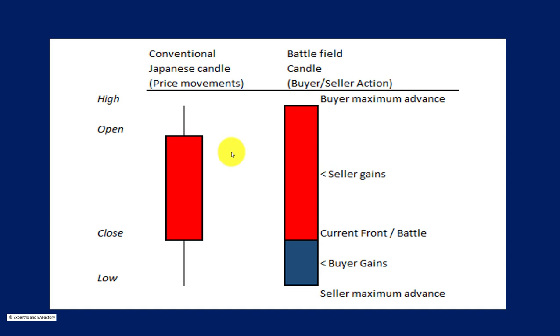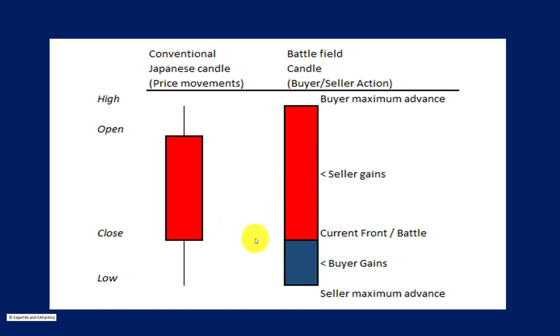Now there's another group of charts called the battlefield charts, and they take a different view. Let's have a look at what information that provides. So it looks at the same range that the other candle has traded, but it gives it a different perspective. It actually looks at it as a buyer and seller war, where the buyers are competing against the sellers and moving the price all over the place.